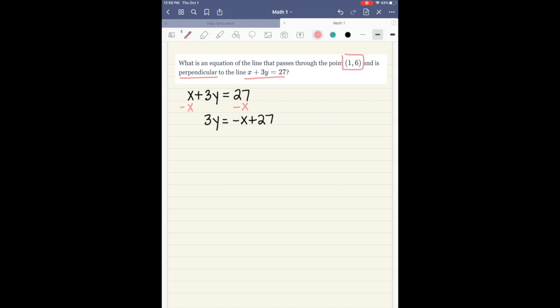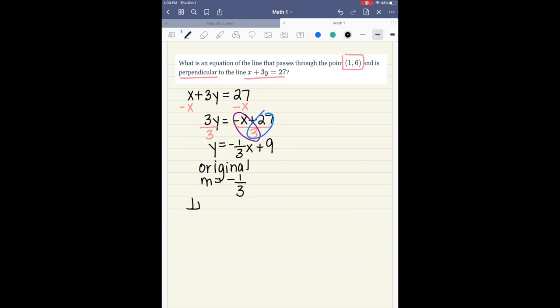Then I'm going to divide by 3 and simplify. So y is going to equal, remember there is a 1 in front of that x, so that's going to be negative 1 divided by 3. So this is going to be negative 1 over 3x. And then we have 27 divided by 3, which is going to give me 9. So my original slope is going to be negative 1 over 3.